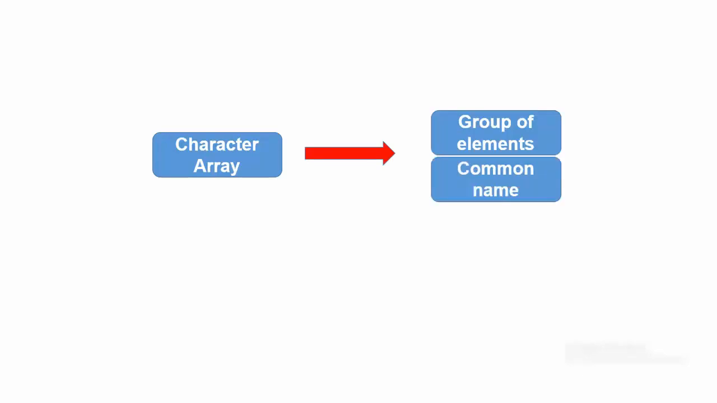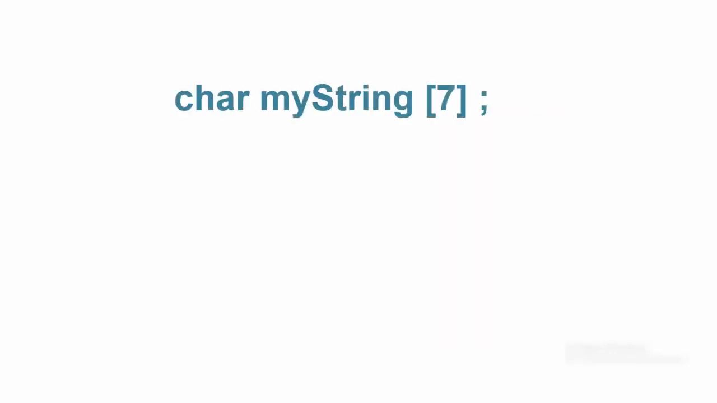An array is nothing more than a grouping of one or more elements of a data type, and have those elements all sharing a common name. In this case, you can define a string like this. It allocates a space for a string with 6 characters in it. Why 6 characters and not 7?